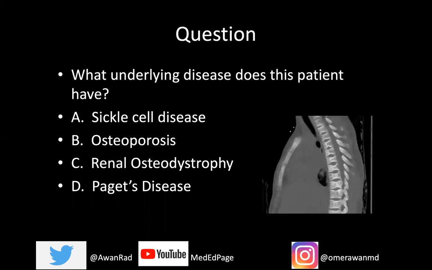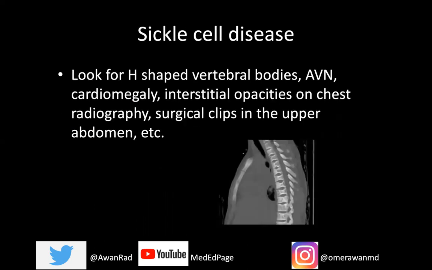Osteoporosis would just be diffuse osteopenia. Renal osteodystrophy would look somewhat similar, but there would be sclerosis along the superior and inferior end plates without the depression, right? Hepatic disease would be enlargement of the vertebral body, typically a picture frame vertebral body, different than the sickle cell disease that I'm showing you here. Nice example of this. You can also get acute chest syndrome, interstitial opacities in the chest, cardiomegaly, surgical clips from cholecystectomy, a whole host of findings in sickle cell disease.